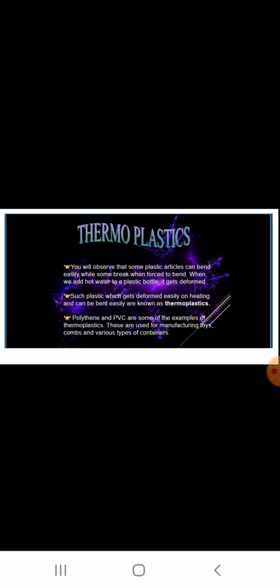Such plastics which get deformed easily on heating and can be bent easily are known as thermoplastics. Polythene and PVC are some examples of thermoplastics. Polythene bags, as you know, are thermoplastics. Then PVC, polyvinyl chloride, is another example of a thermoplastic. These are used in the manufacture of toys, combs and various types of containers. The polythene bag is the best example of a thermoplastic, where it can be recycled further. After use you can give it for recycling, and again it can be molded into a desired product.